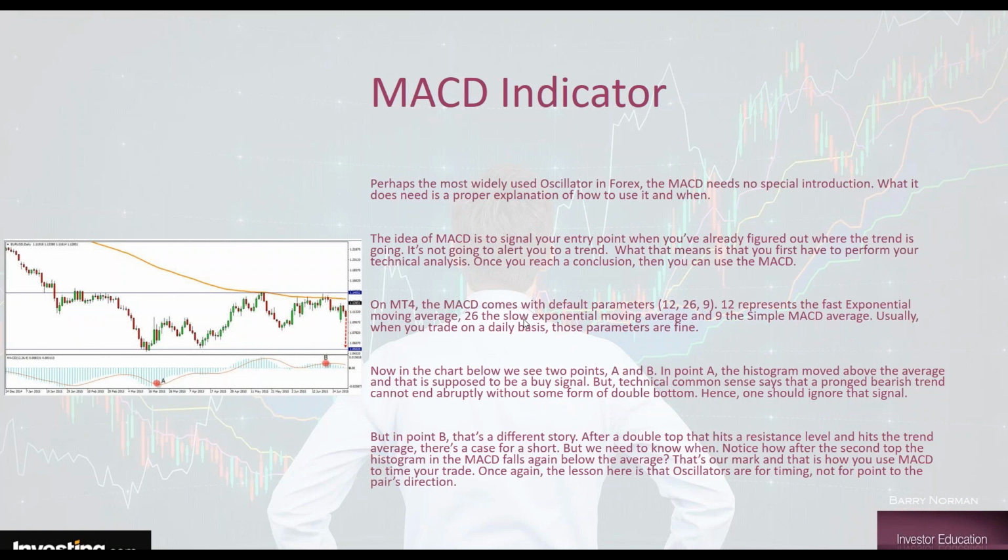Each one's giving you an indication. Now, perhaps the most widely used oscillator in Forex, the MACD, needs no special introduction. What it does need is a proper explanation on how to use it. MACD is one of the most unique indicators that you can use, and one of the best. The idea of MACD is to signal your entry points when you've already figured out where the trend is going. It's not going to give you an alert to the trend.